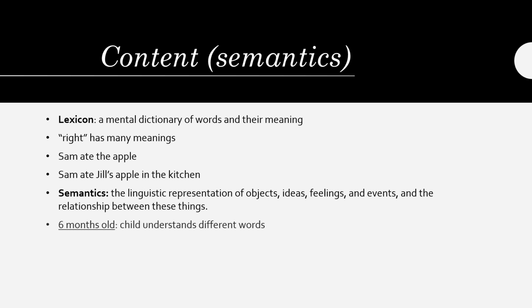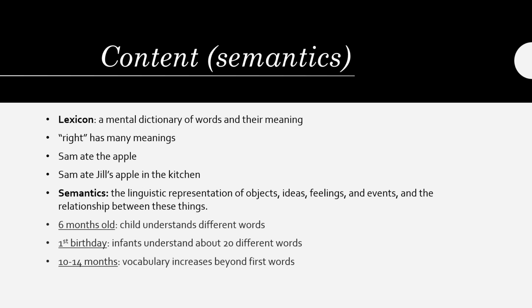A child doesn't understand different words until they are about 6 months old. By their first birthday, infants typically understand about 20 different words. Between the ages of 10 to 14 months, their vocabulary increases beyond their first words, expanding to 200 or more words by the time they are 2 years old.